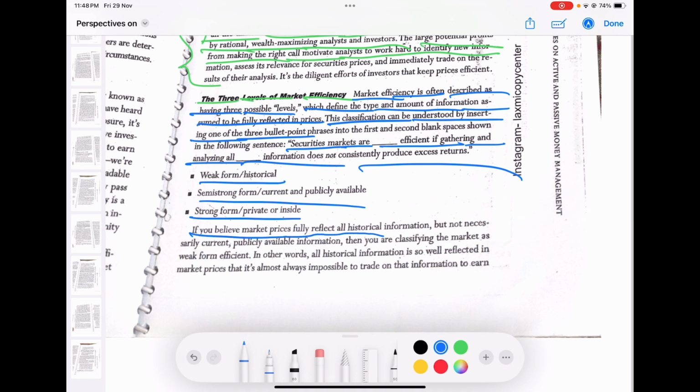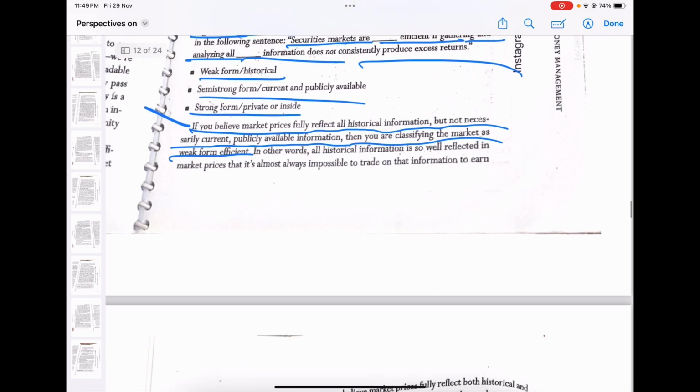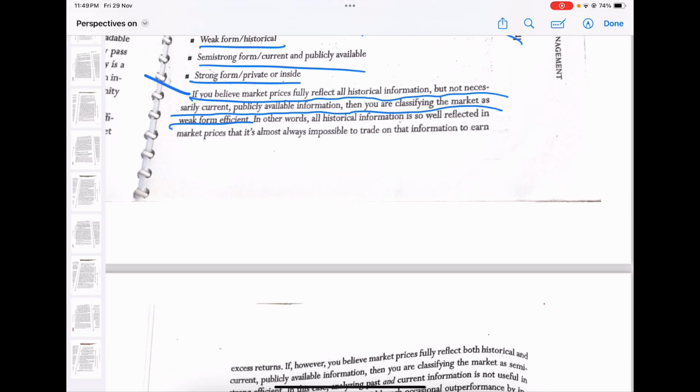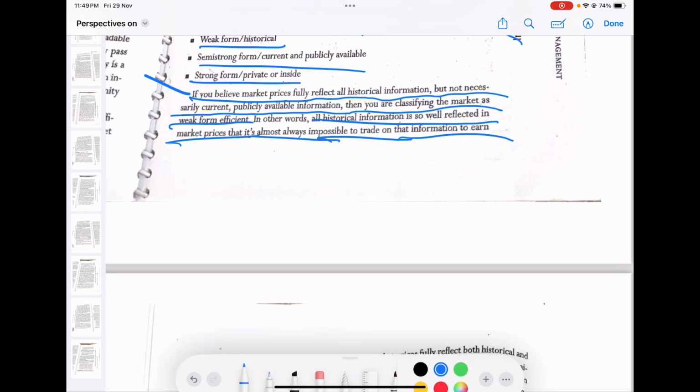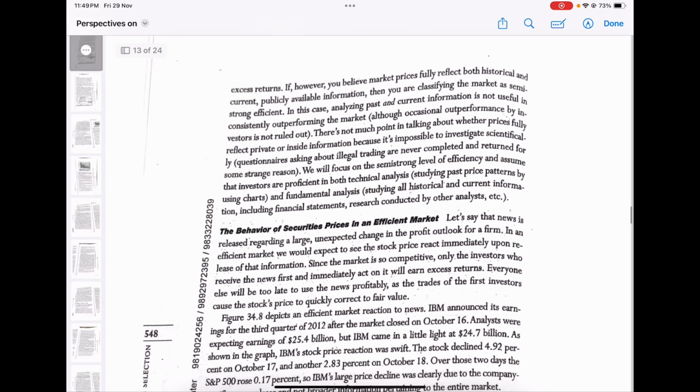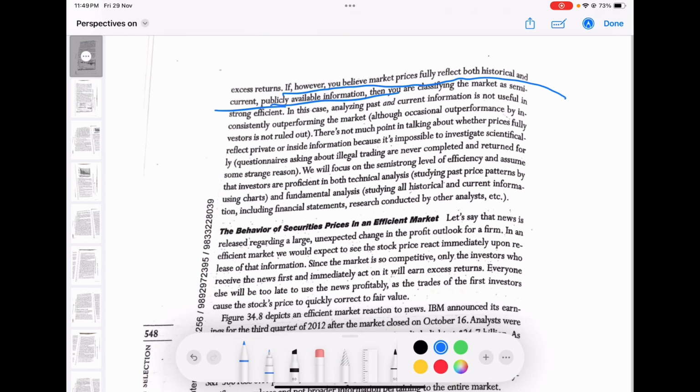If you believe market prices fully reflect the historical information but not necessarily current, then you are classifying the market as weak form efficient, right? So what is weak form? In other words, all historical information is so well reflected in the market prices that it is impossible to trade on that information to earn excess returns. If, however, you believe the market prices fully reflect both kinds of information, then you are classifying the market as semi-strong efficient. In this case, analyzing past and current information is not useful in consistently outperforming the market.